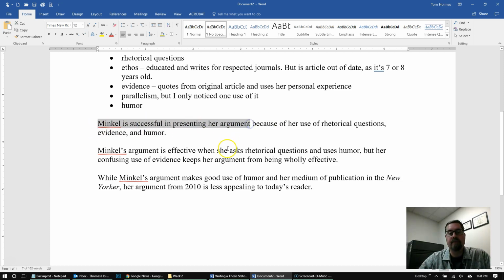So again, your thesis statement makes an argument, successful in presenting an argument. That's what you're going to try and prove. And your claims are going to be that she effectively used rhetorical questions, evidence, and humor. I would always try and parallel what you put in your thesis statement, what you're going to argue, with what's going to come in the paper. So if you say rhetorical questions first, make sure your next paragraph after the introduction analyzes rhetorical questions. And the one after that analyzes evidence, and the one after that analyzes humor, and then your conclusion, and you're all done.